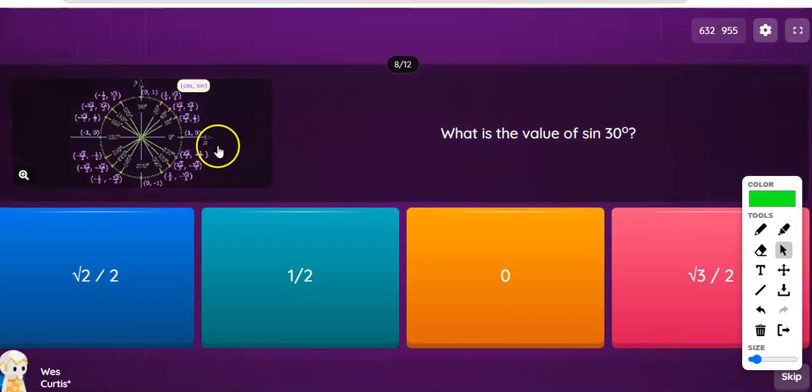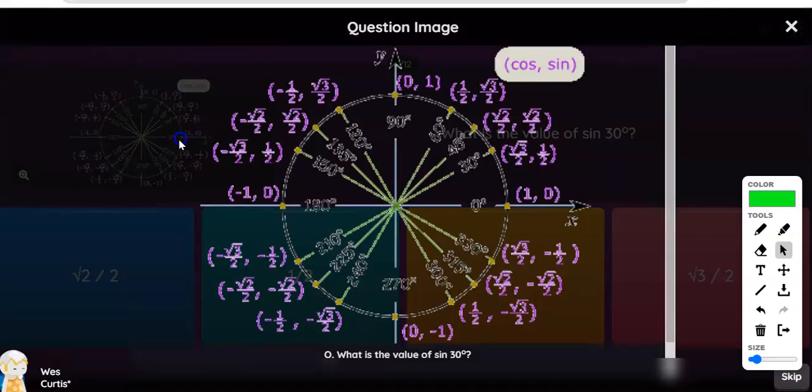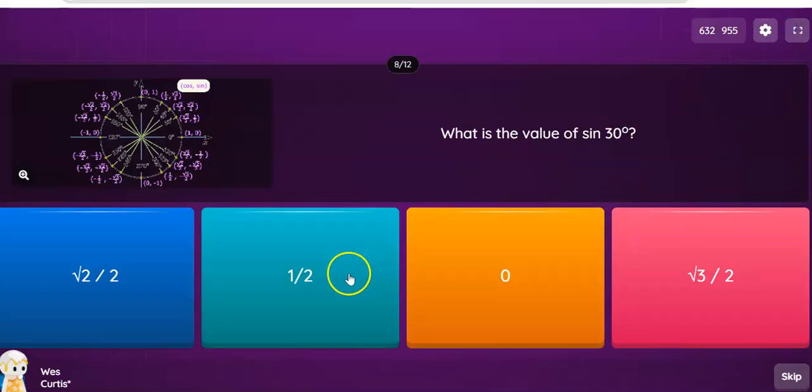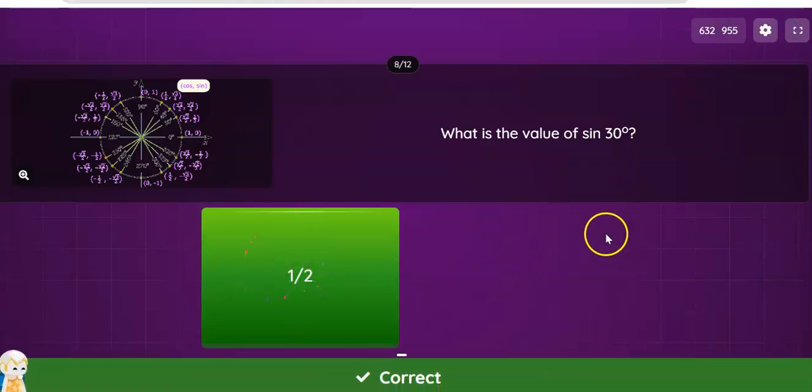What's the value of sine 30? Remember, I will give you a copy of the unit circle on its test, just like I did here. It's a clearer copy, by the way. But at 30, I'm looking for sine. Remember, sine is the y value, so we want the 1/2 there. Cos is the x value. Sine is the y value at 30.